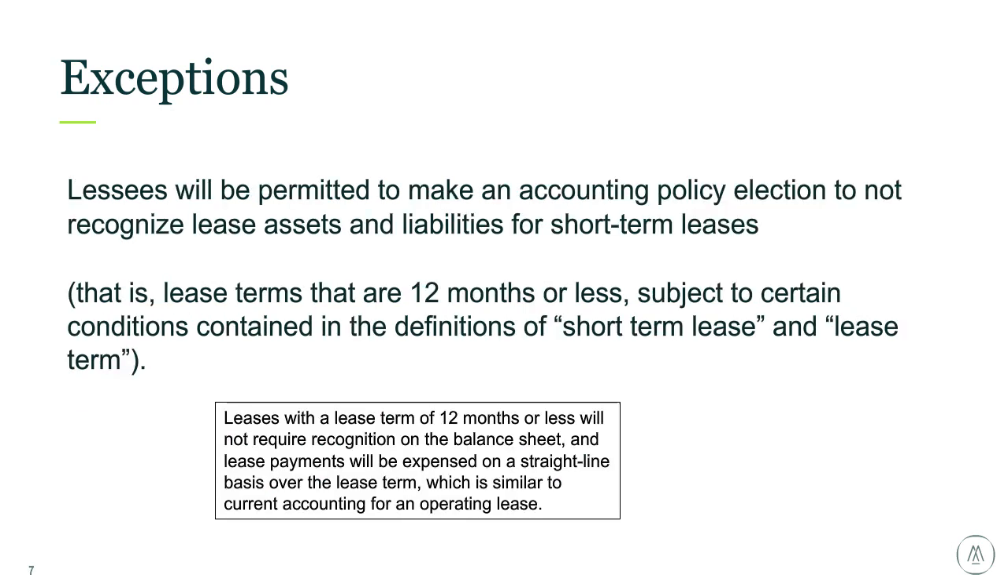Some other exceptions, you'll be allowed to make a policy election to not record leases and liabilities for short-term leases. So if you've got a lease arrangement that is less than 12 months and is deemed a short-term lease, you won't need to record that right-of-use asset or the corresponding lease liability. Rather, you would just record those payments as expenses on a straight-line basis, very similar to current operating leases.